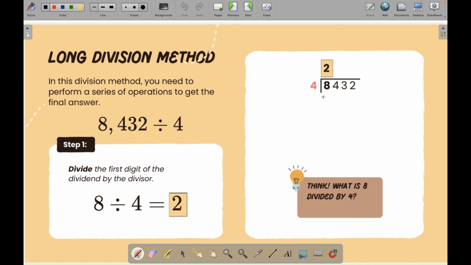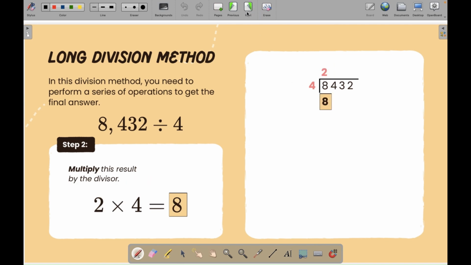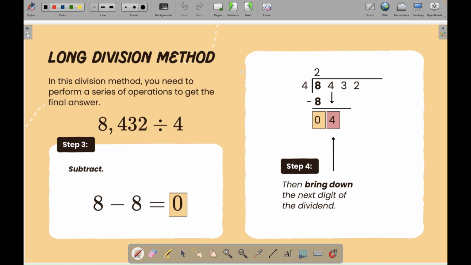So 4 2s are 8, right? So we wrote 4 2s are 8. Then multiply this result by the divisor. Already we did 4 2s are 8. Next step is we subtract, right? So 8 minus 8 we get 0. And the final step is bring down this 4, right? Fifth step is repeat the first step, which is dividing 4 with 4.